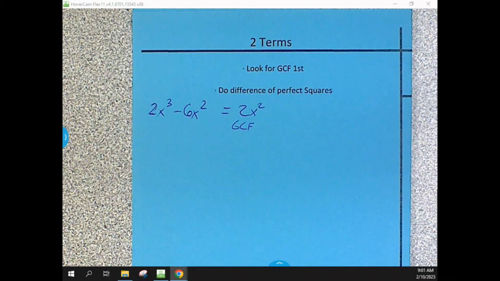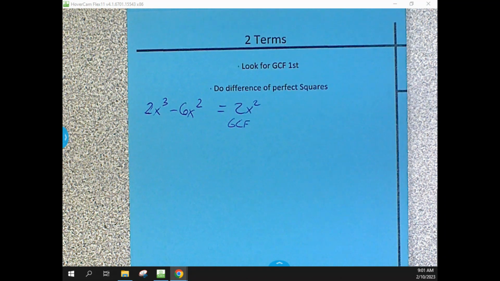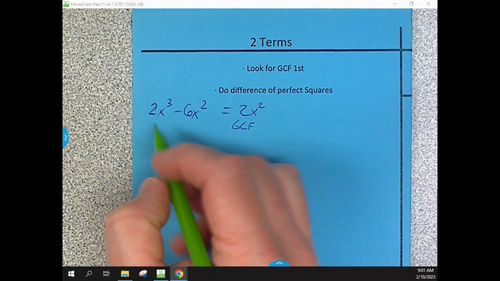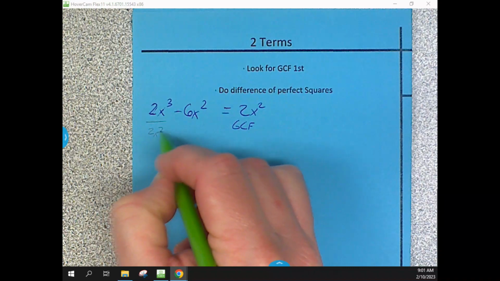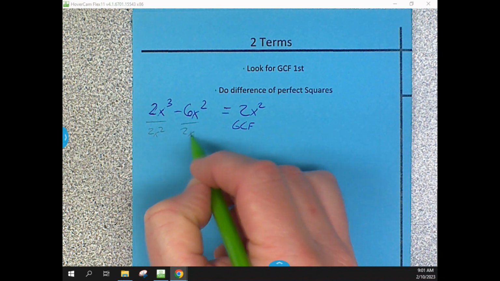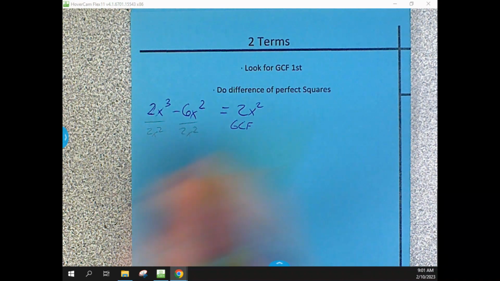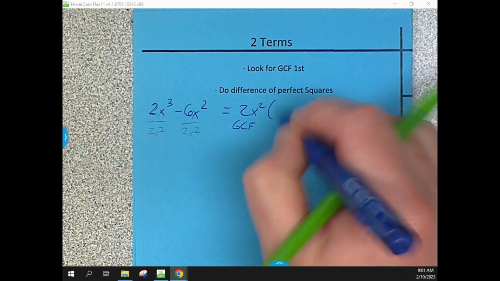Now, in some cases they're going to ask you to find the greatest common factor and then factor completely. If they ask you to factor completely, which is pretty much what we're going to do, you take whatever this greatest common factor is and divide by that greatest common factor. And whatever's left over, that's what we're going to put in the parentheses.